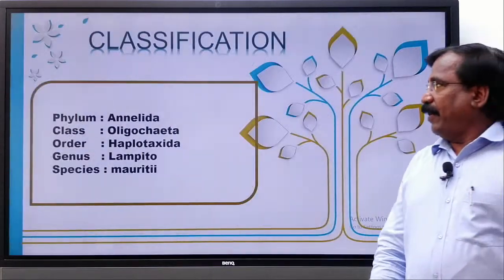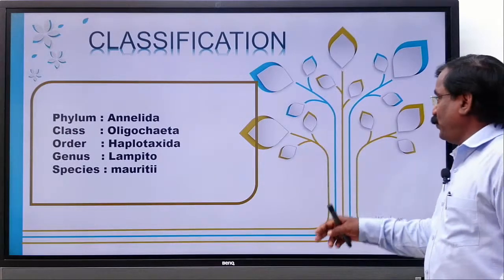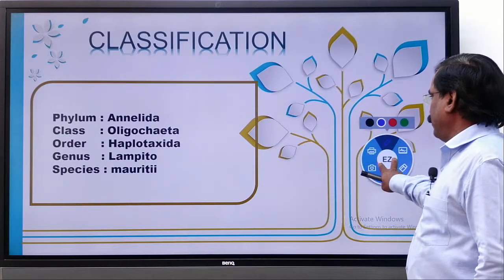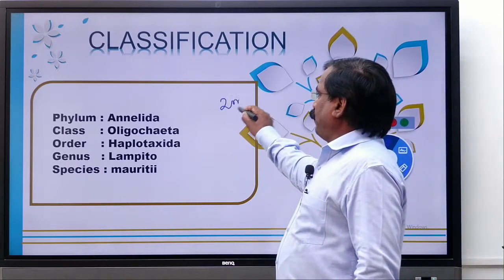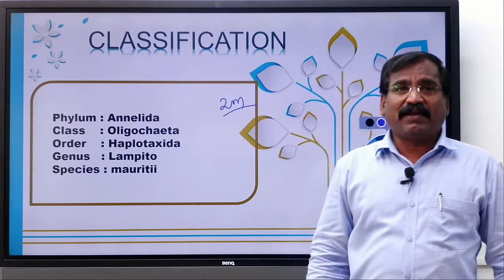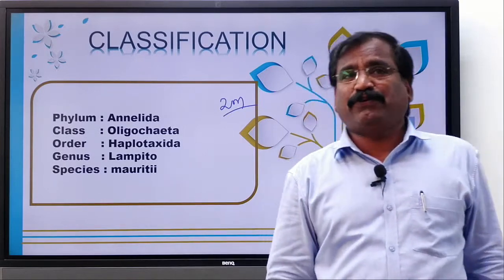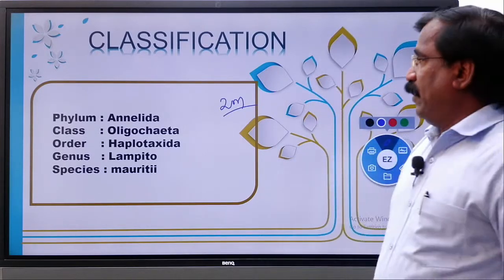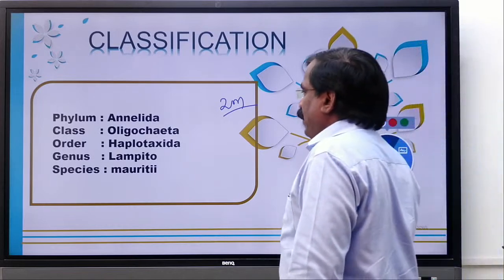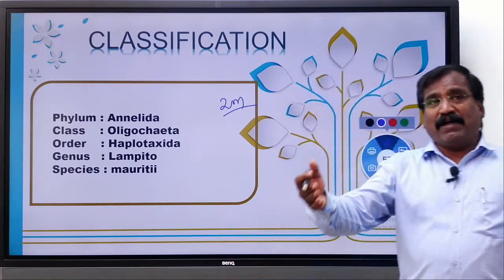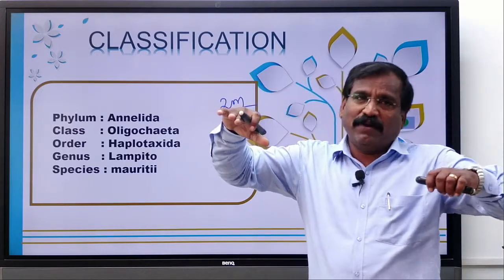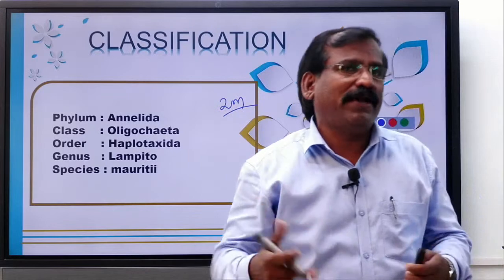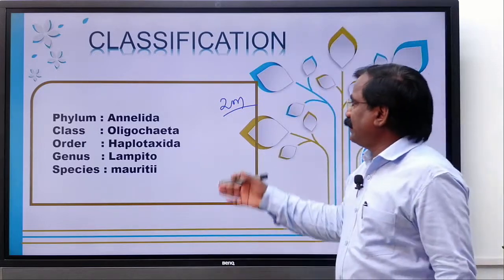And this is a most frequently asked 2 marks question: classification of the earthworm. All take down the question. Classification or systematic position of the earthworm. It's nothing but the address. We have seen it already: the taxonomic hierarchy, which species it belongs to, which genus, order, class, and phylum.